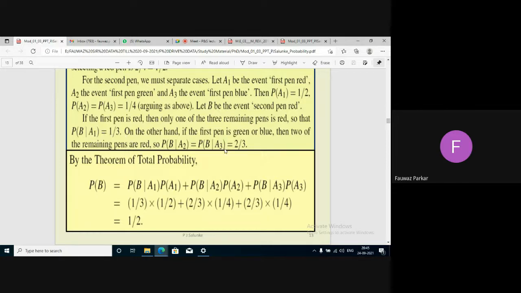On the other hand, if the first pen chosen is green or blue, then two of the remaining pens are red. So the probability of B, of selecting a red second pen, given that the first pen is blue or given that the first pen is green, is 2 by 3. You understood this or should I repeat it once more?